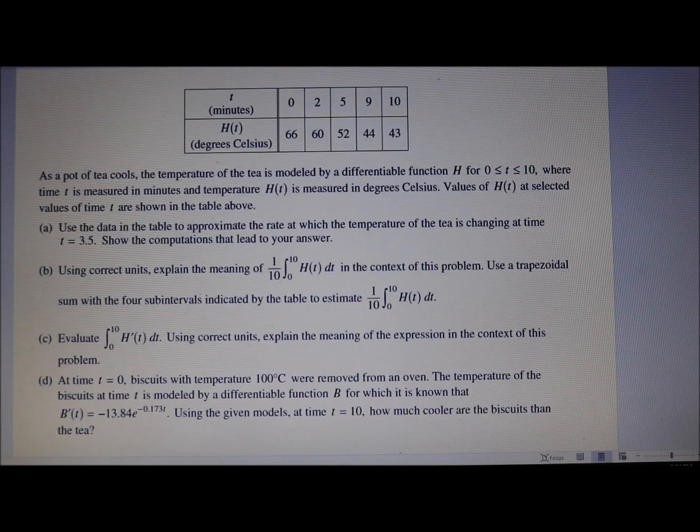D. At time t equals 0, biscuits with temperature 100 degrees Celsius were removed from an oven. The temperature of the biscuits at time t is modeled by a differentiable function b, for which it is known that b prime of t equals negative 13.84 times e raised to the negative 0.173 t. Using the given models, at time t equals 10, how much cooler are the biscuits than the tea?